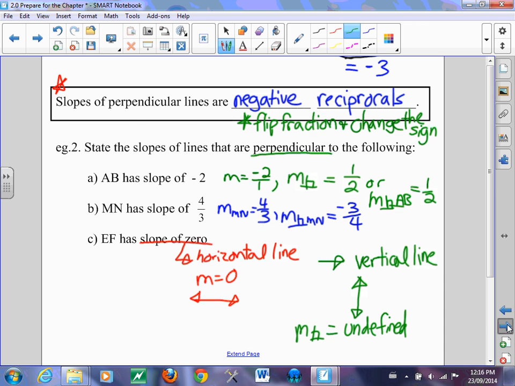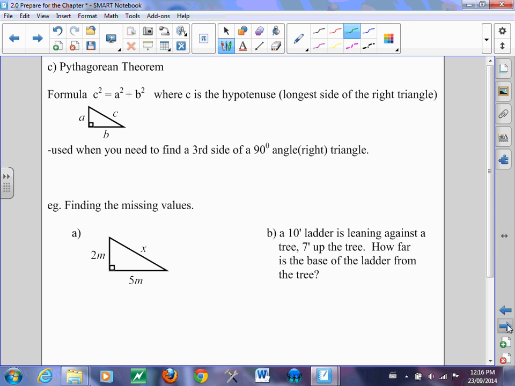Last topic today is Pythagorean theorem. Okay, so the formula, ladies and gentlemen, is c squared equals a squared plus b squared, where c is the hypotenuse, the longest side of a right triangle. You have to have a 90-degree angle in order to use Pythagorean theorem. Okay? And folks, I want you to remember that although the hypotenuse is the longest side, it's also great to remember that it's opposite the 90-degree angle. So I want you to put that in there. Opposite the 90-degree angle.